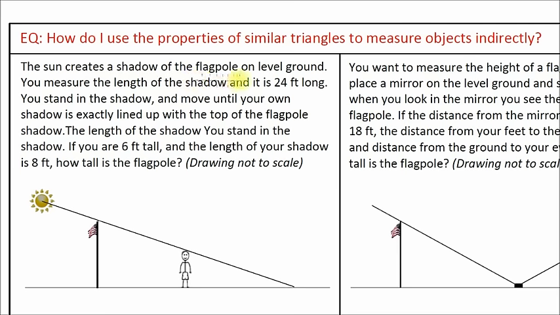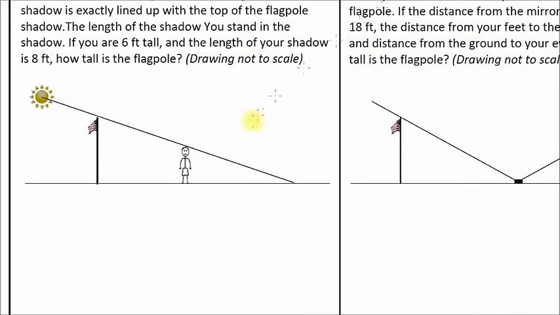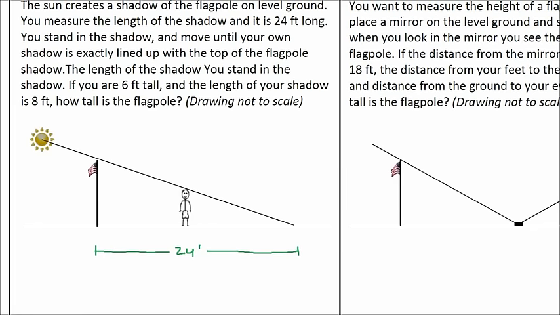The sun creates a shadow of the flagpole on level ground. You measure the length of the shadow, and it is 24 feet long. Let's go ahead and mark that on the diagram. So from the flagpole to the end of the shadow is 24 feet long. Okay, let's go back to the question.